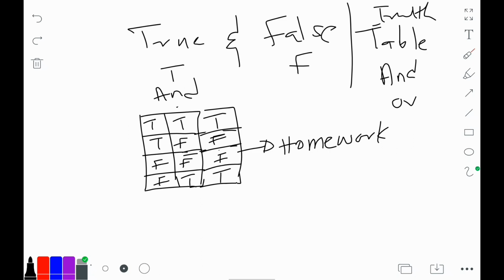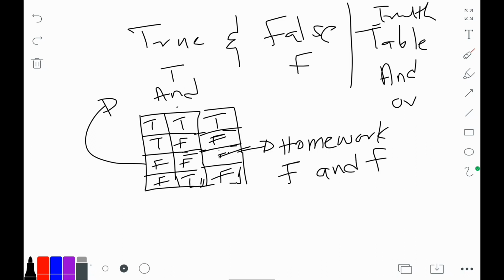False and true, we know, is going to be false. It's going to be false. Here, I told you it is homework. Then here we know it's going to be false. So this is your homework, and comment with the answer. What is false and false? Then comment below, and when you comment, I'm going to respond to tell you if you are right or wrong. So this is the table for discrete mathematics that you need to know.